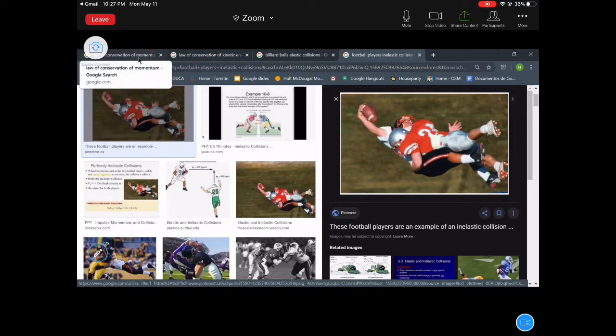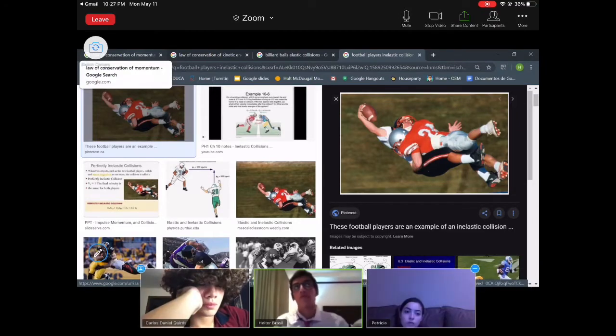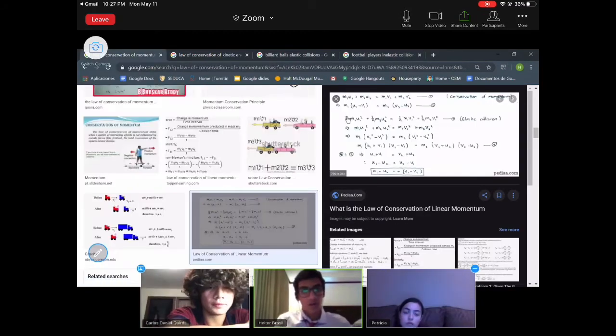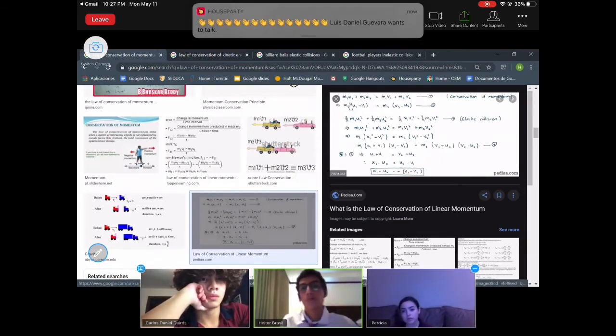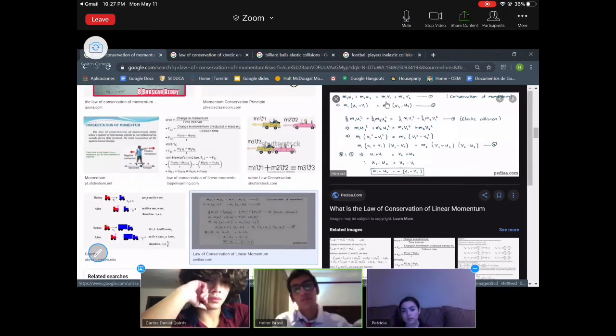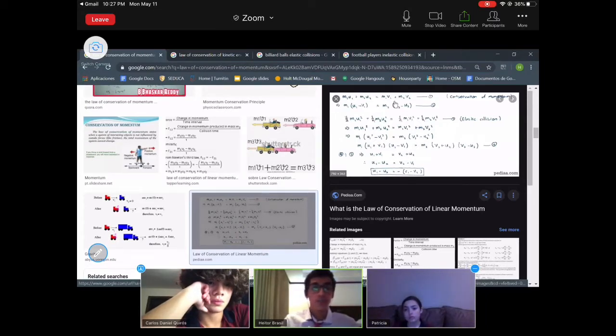Now, there are two important formulas that you're going to use to solve the problems that we're going to do in a second. Those are the law of conservation of momentum and the law of conservation of kinetic energy. The law of conservation of momentum is this one on the top right that says m1v1 plus m2v2 equals m1v1 plus m2v2. That basically means that the mass and the velocity of both objects initially are the same as the mass and the velocity of both objects at the end. So their momentum is going to be the same before and after the collision.